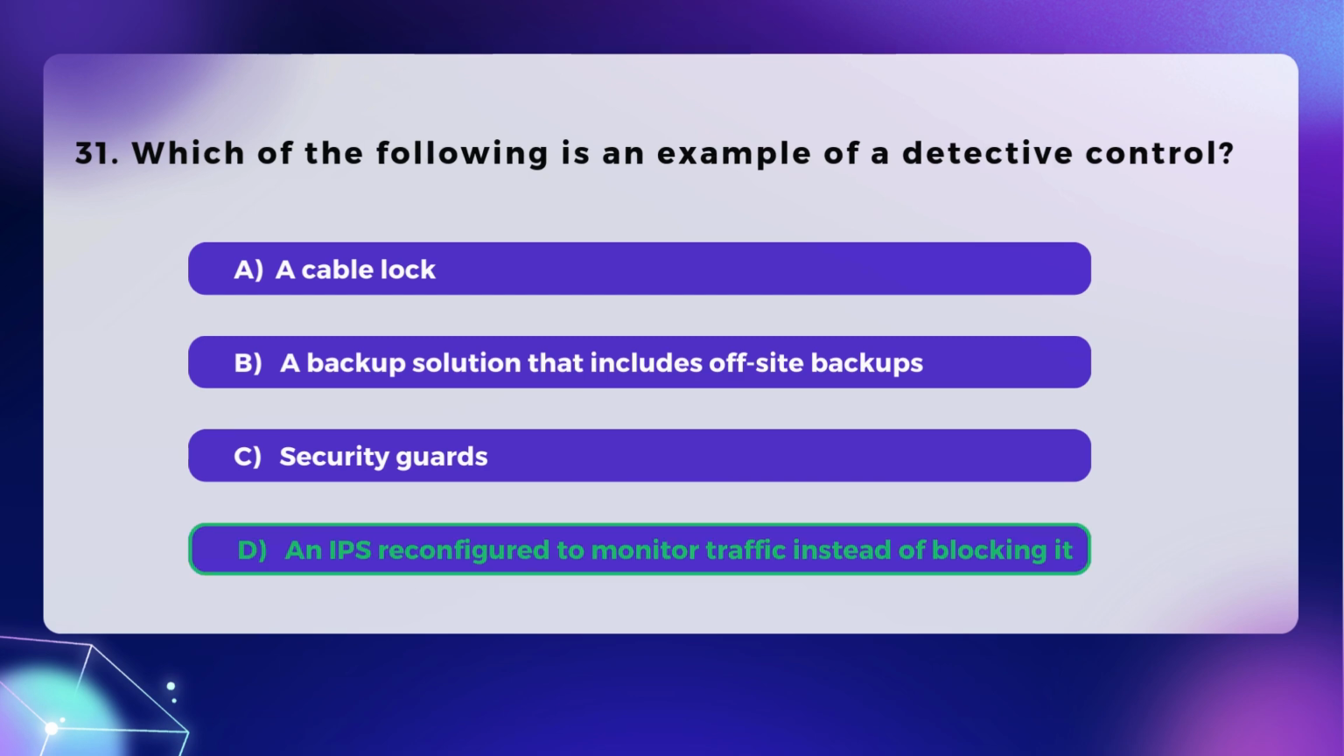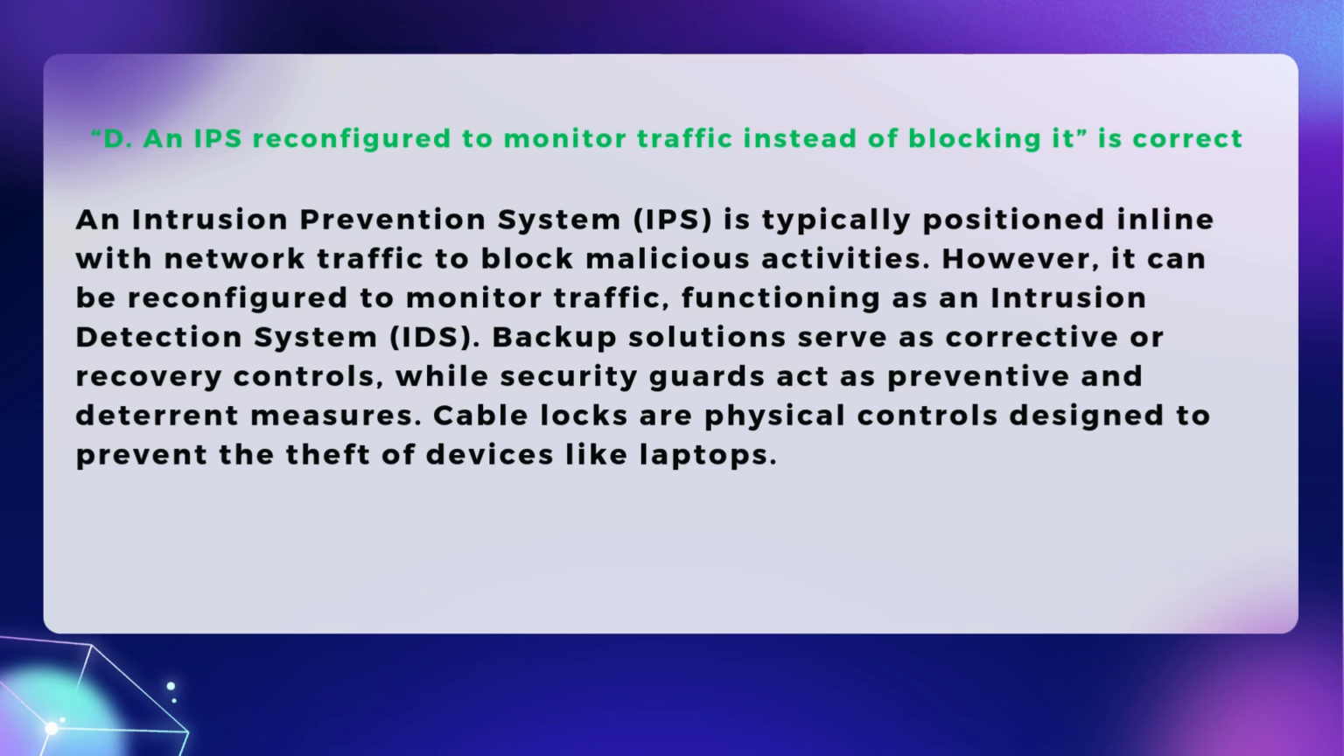The correct answer is D. An intrusion prevention system, IPS, is typically positioned in line with network traffic to block malicious activities. However, it can be reconfigured to monitor traffic, functioning as an intrusion detection system, IDS. Backup solutions serve as corrective or recovery controls, while security guards act as preventive and deterrent measures. Cable locks are physical controls designed to prevent the theft of devices like laptops.